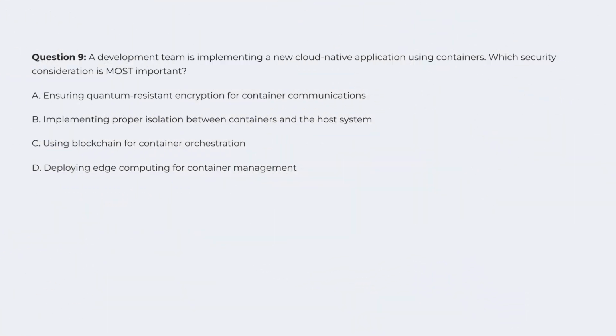Question 9. A development team is implementing a new cloud-native application using containers. Which security consideration is most important? A. Ensuring quantum-resistant encryption for container communications. B. Implementing proper isolation between containers and the host system. C. Using blockchain for container orchestration. D. Deploying edge computing for container management.